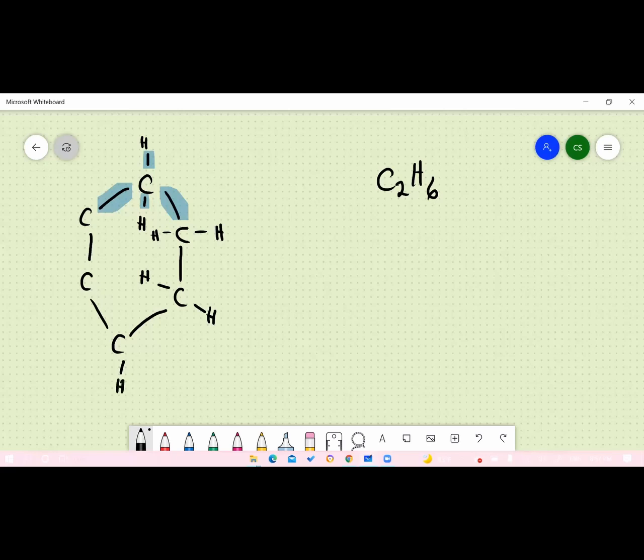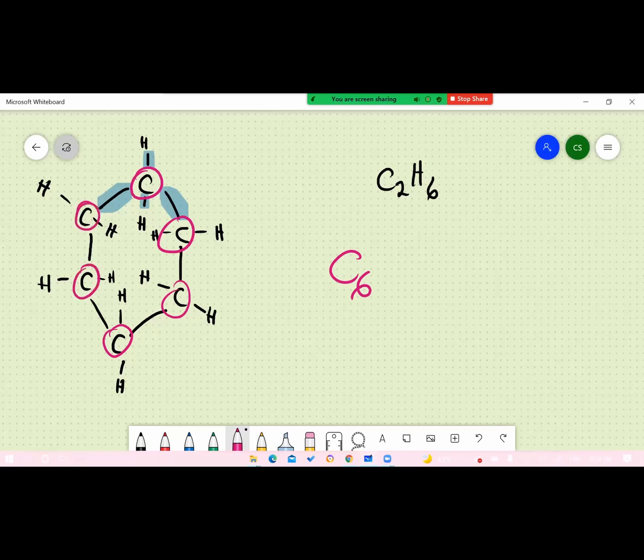So that's how we got the hydrogens. We're doing gravimetric analysis next week, all right? So the molecular formula for this would be C6, because there are 6 carbons, 1, 2, 3, 4, 5, 6. And how many hydrogens? 12 is great.